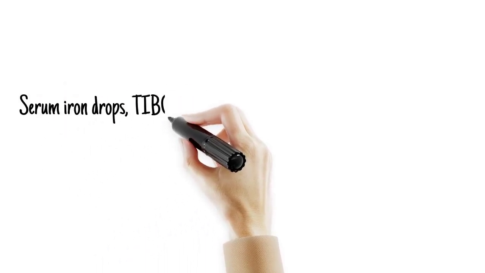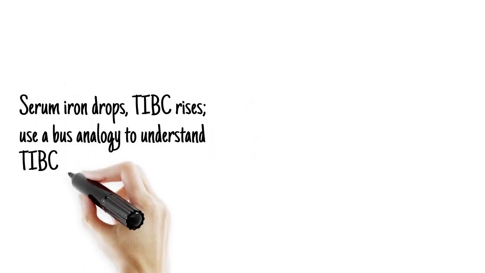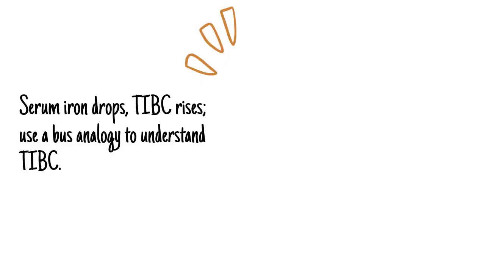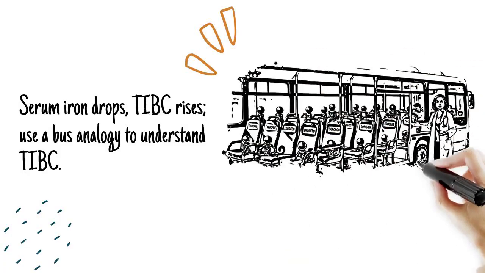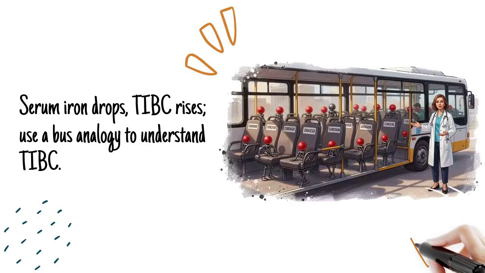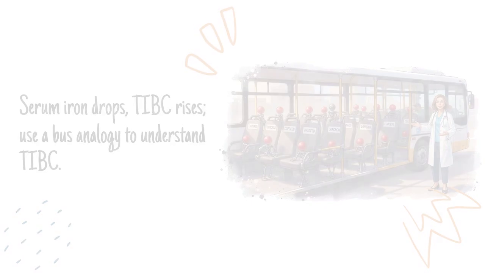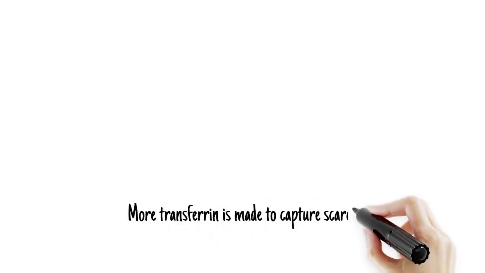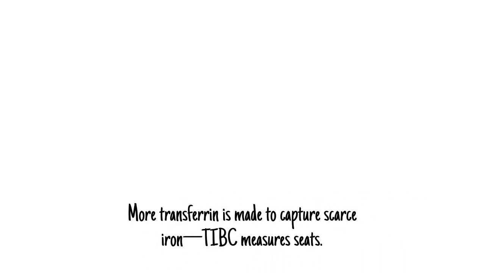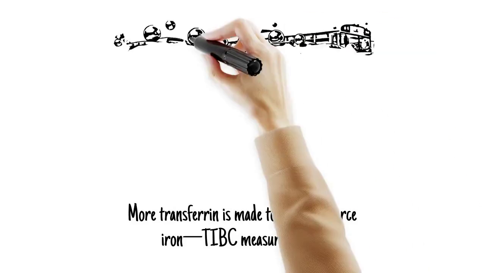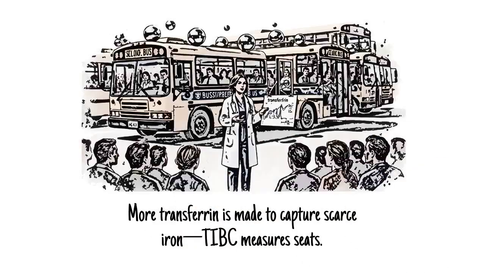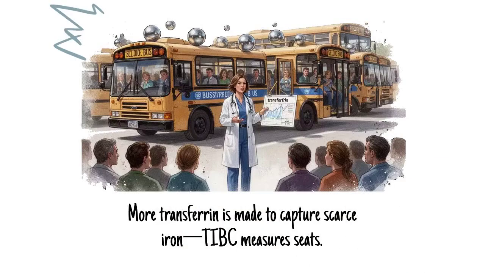Moving to iron studies, serum iron drops while total iron binding capacity, TIBC, rises. To understand why TIBC goes up, it helps to think of it with a simple analogy. Imagine TIBC as a bus with a fixed number of seats. Iron is the passenger. The protein transferrin is the bus itself. Normally, not every seat is occupied. When iron deficiency develops, the body responds by producing more buses, more transferrin, because it is essentially trying harder to capture whatever small amount of iron is circulating.